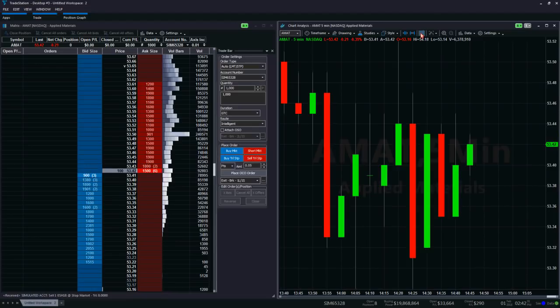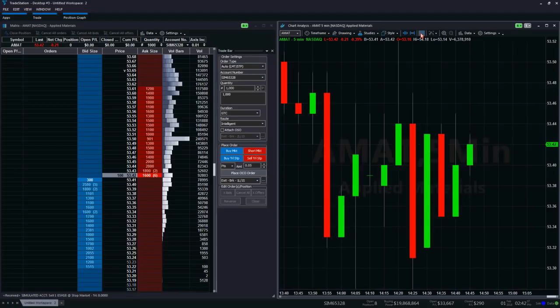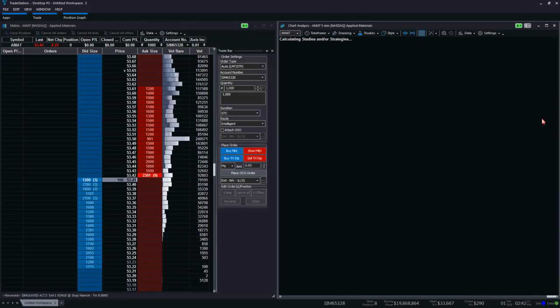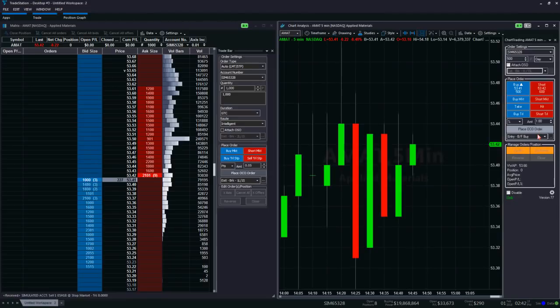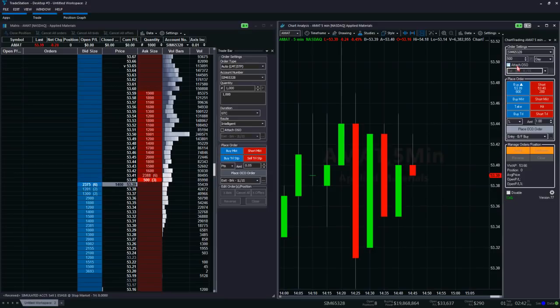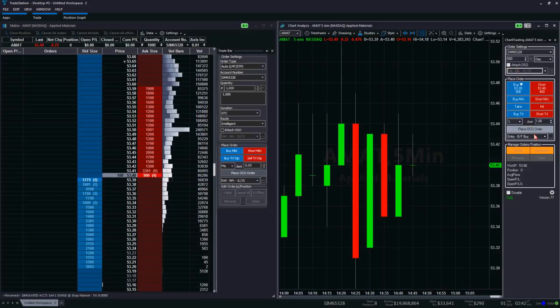So at the top of the chart, there's a button that allows you to turn it on. It's the one that I'm hovering over right now. If I click it, it'll open up a similar trade bar to the one that you see in the matrix. You've got your market buttons, you've got your attach OSO, you've got your OCO functionality. Now, one of the things that you have to remember on chart trading is that you have to use a combination of mouse and keyboard.